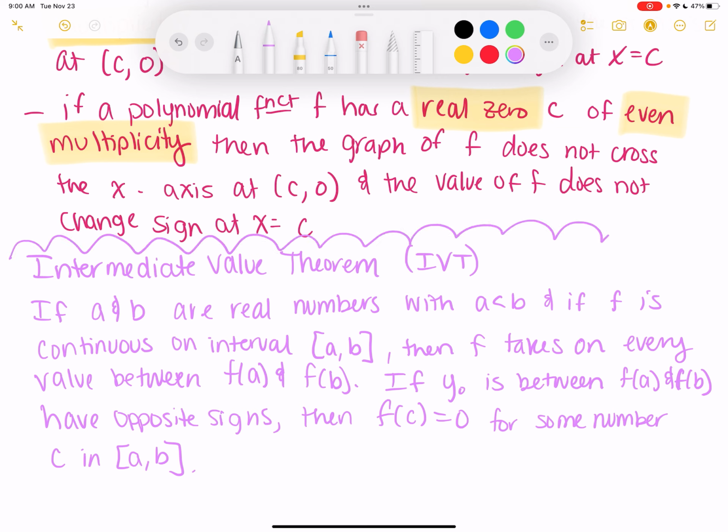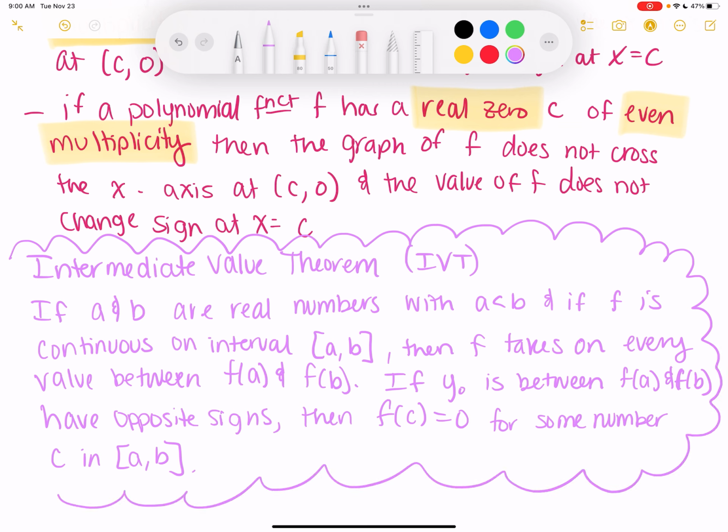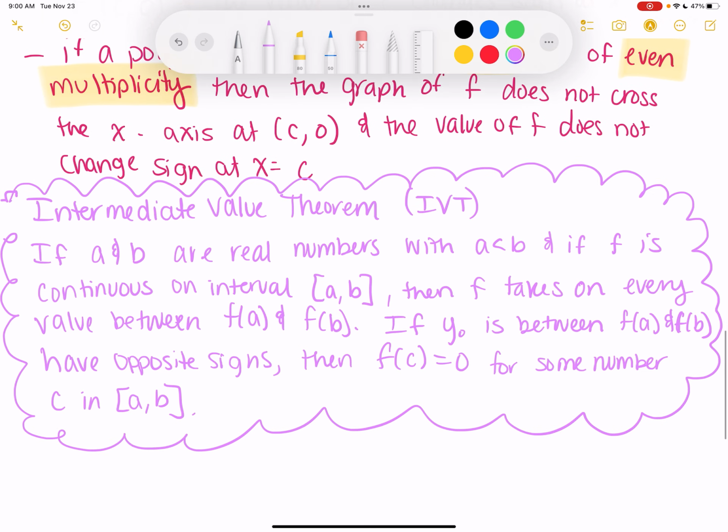This is a very important theorem in math. Make sure you know that it exists for now until we actually use it.